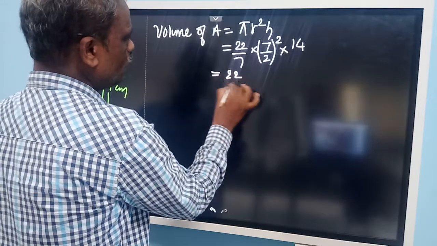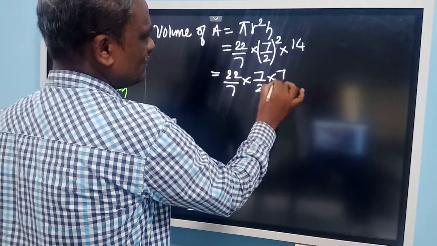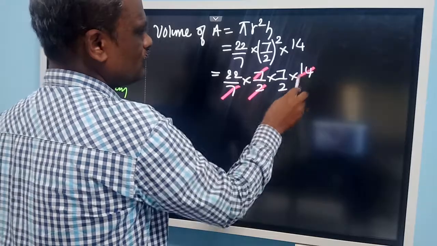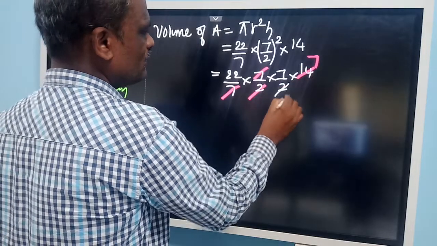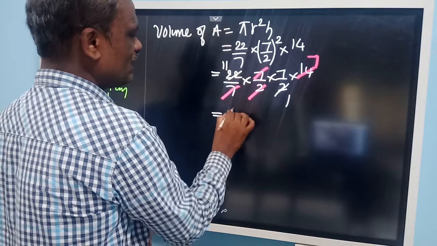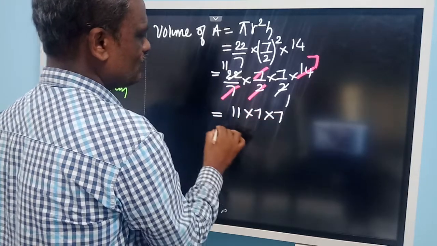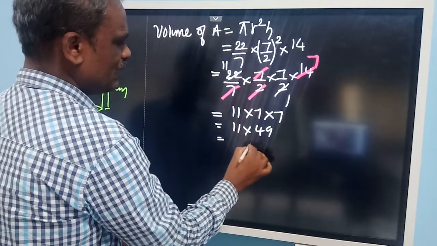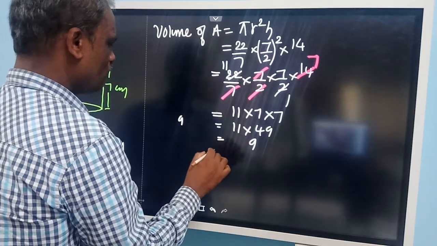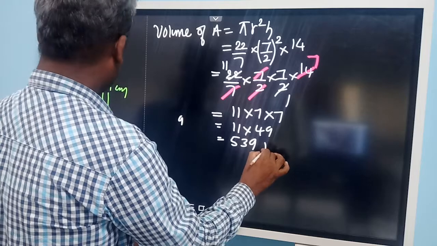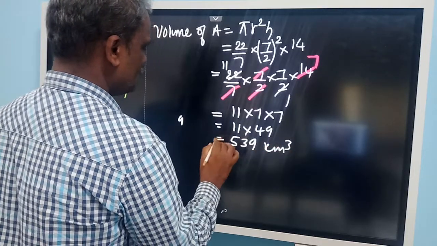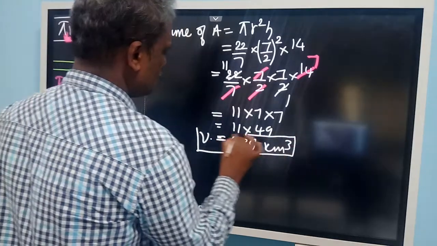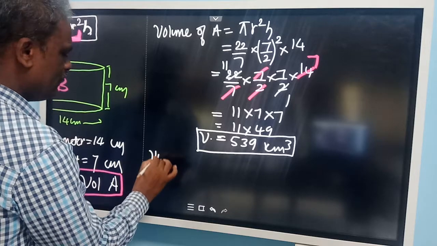So this is 22 by 7 into 7 by 2 into 7 by 2 into 14. Simplify this: 7 and 7 cancel, 2 ones are 2, 2 sevens are 14, again 2 ones are 2, 2 elevens are 22. What is the value you are getting? 11 into 7 into 7. So 49 into 11. 11 nines are 99, 11 fours are 44 plus 9, 53. So 539 centimeter cube, isn't it? Yes, sir.